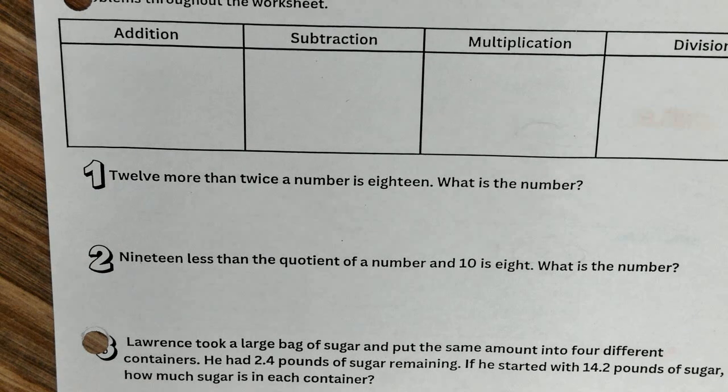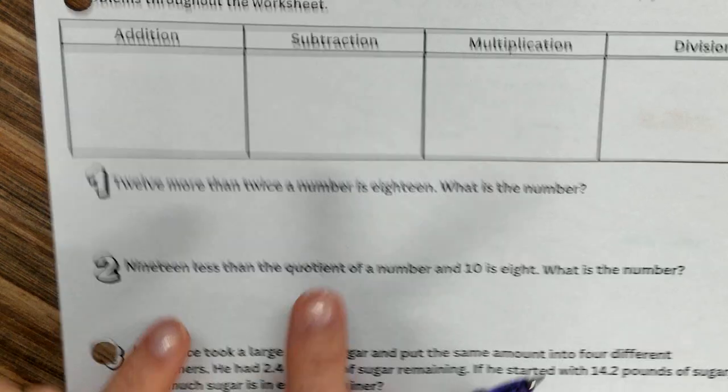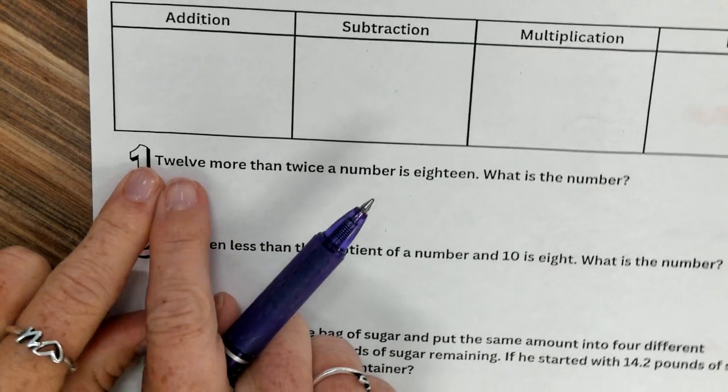You're going to have 2 jobs. Write the equation. That's going to be an answer. And then solve it. That's going to be another answer. We're going to write the equation first. Here we go.